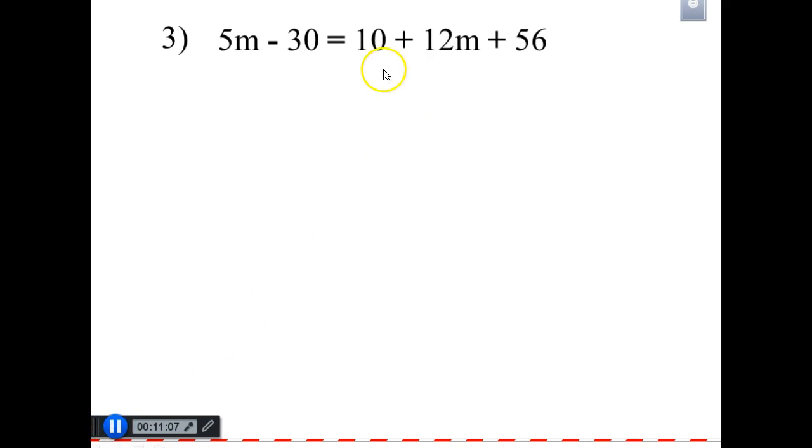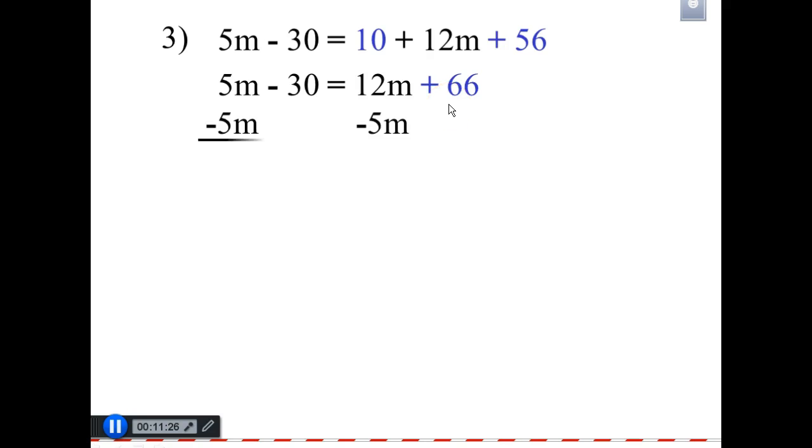Once again, let's go over this. 10 and 56 on the same side. First thing you want to do, put those together. Very important. Make your life easier. Otherwise, you have to subtract 10 on both sides, and then you have to subtract 56 on both sides. Twice as much work. Might as well put them together and subtract one time.